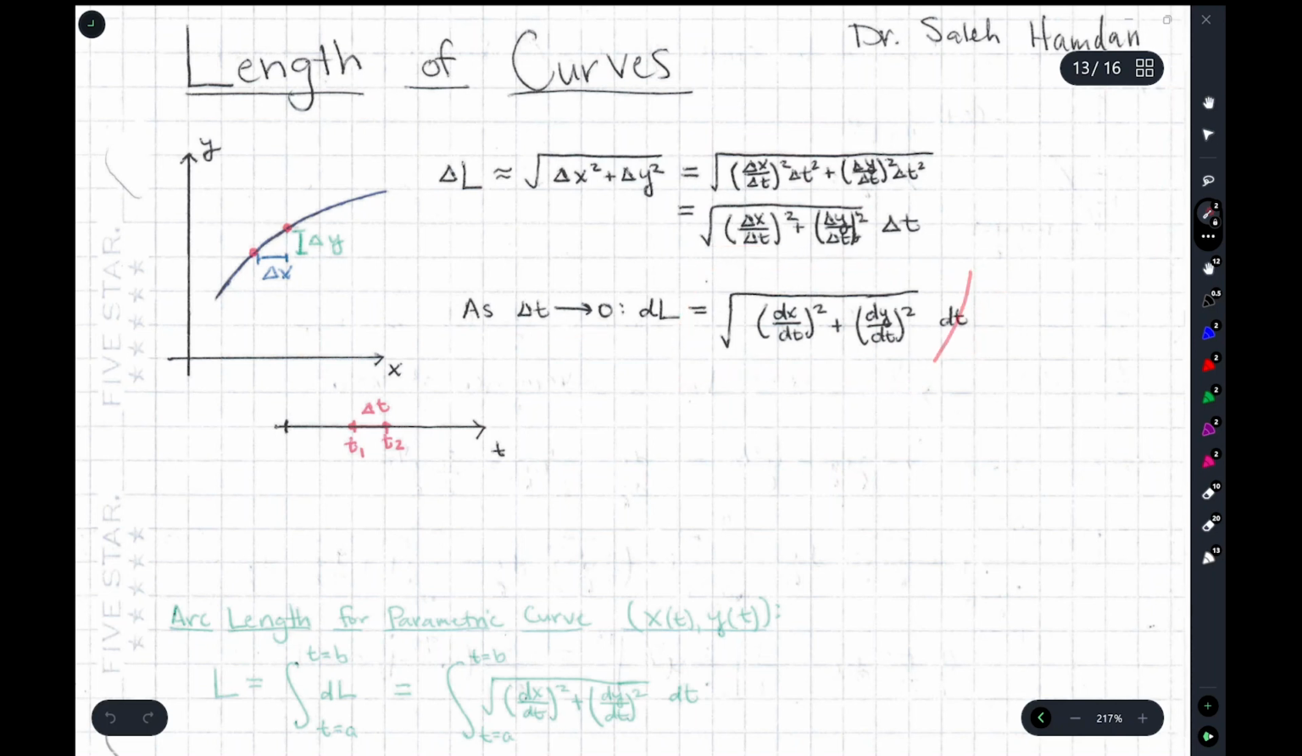Now this formula is intuitive. You could think about dx/dt as the velocity in the x component, and dy/dt as the velocity in the y component. So when you square those, add them, and then take the square root, you're getting the speed. This looks like the speed. Well, the speed times the time gives you a small distance, and that's what's going on there.